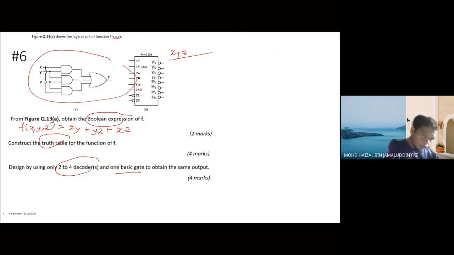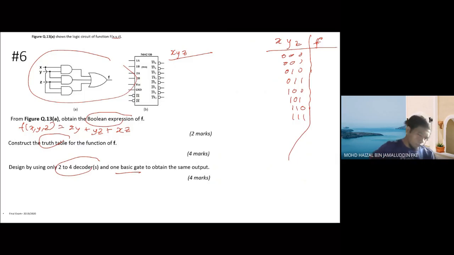And I will put here x, y, z. So you have the f, small f, at the output. So you have 0, 0, 0, 0, 0, 1, 0, 1, 0, 0, 1, 1, 1, 0, 0, 1, 0, 1, 1, 1, 0, 1, 1, 1.